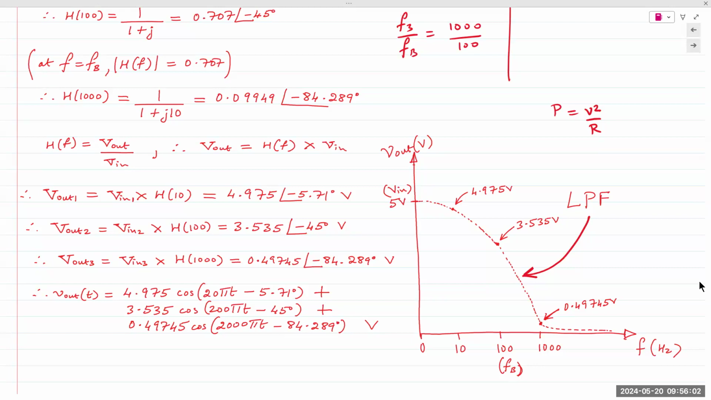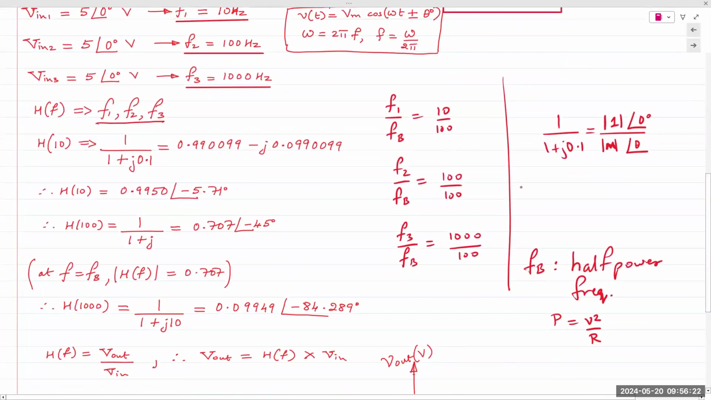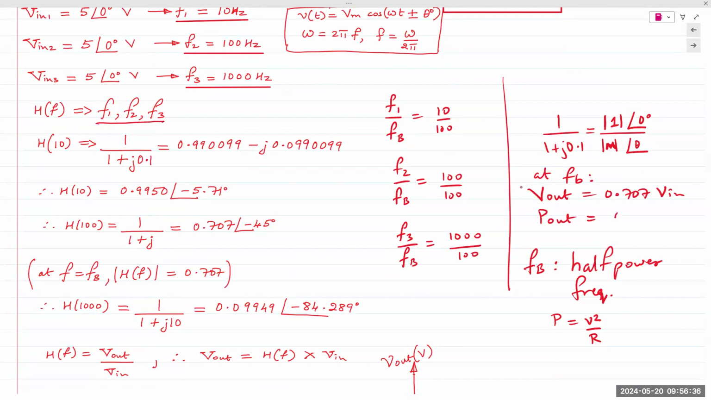Oh, so one point I was making was the break frequency, FB, is also known as the half power frequency, because that's the frequency where the power drops to 50%. So at FB, V out is 0.707 times V in, but P out, the output power, is 0.5 times P in, the input power.